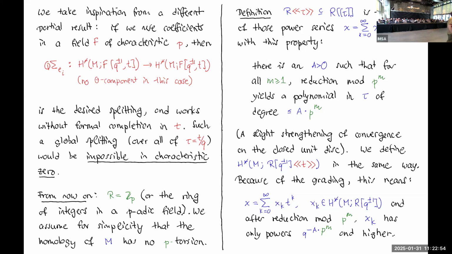In this case, maybe we should really look at tau equals t over q. But what I'm saying is that the reduction mod p to the m gives you a polynomial in t of bounded degree, but that's the same thing as saying the reduction gives you something in which the pole order terms in q have some sort of bound. Okay, so this is the ring of functions.